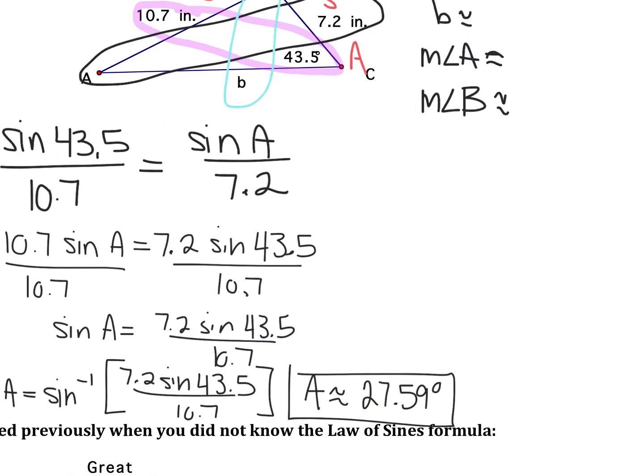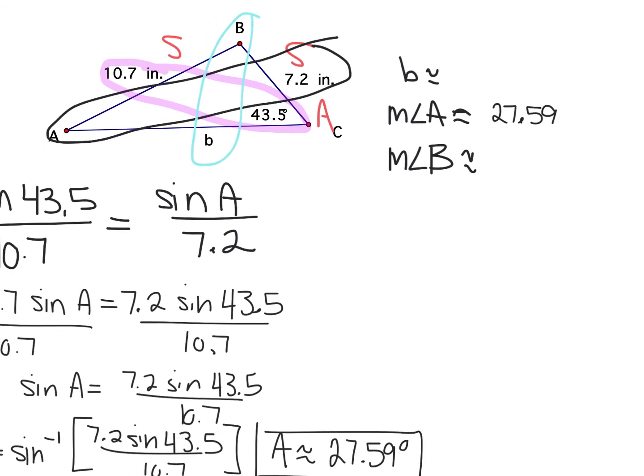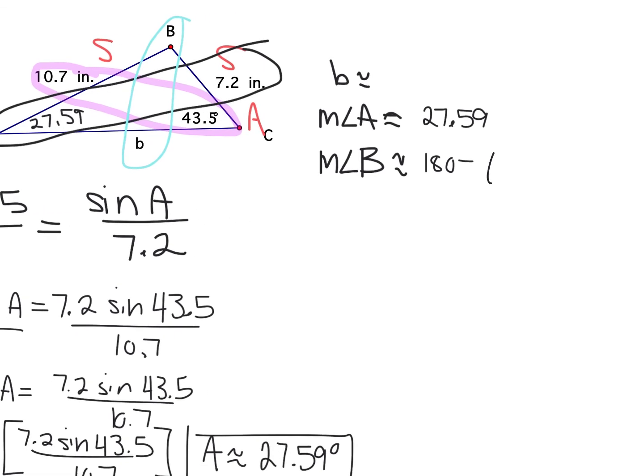All right, so I have at least this piece of information. It's 27.59. To find angle B, I don't have to do trig at all. I know the three angles of a triangle. If this is 27.59, then angle B is going to equal 180 minus the sum of these two. I would add 27.59 plus 43.5, and I would get my approximate answer of 108.9.